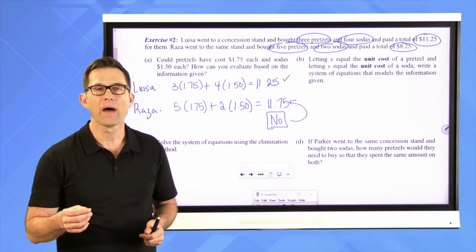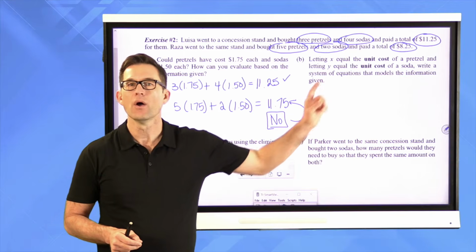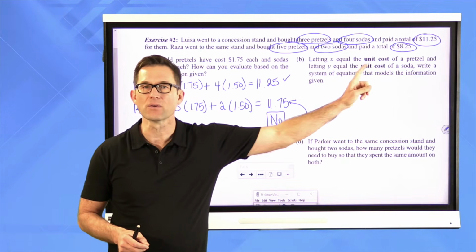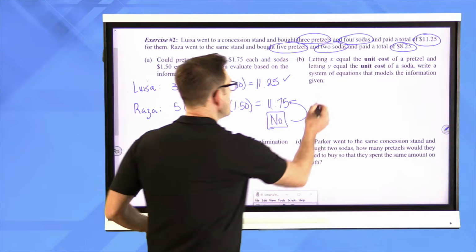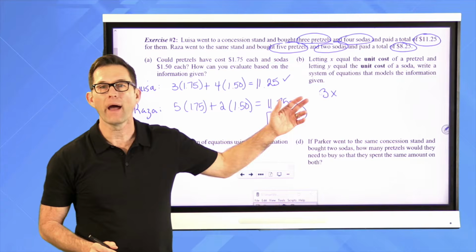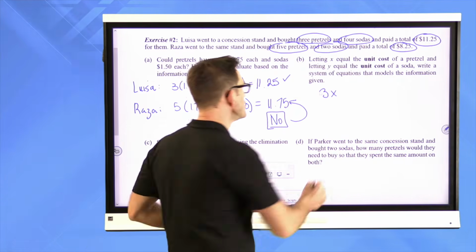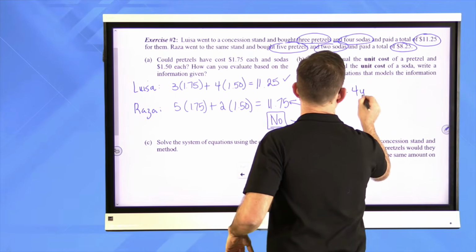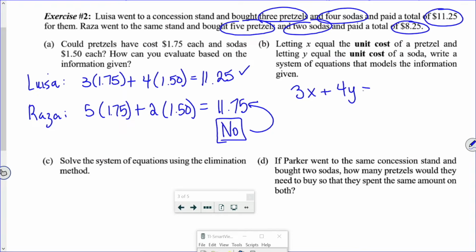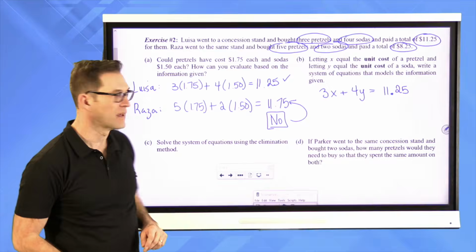Now, let's think about just Louisa. For Louisa, how much would she have spent on pretzels? Well, if x is the unit cost of a pretzel and she bought 3 pretzels, then she would have spent 3 times x on pretzels. And if y is the unit cost of 1 soda, and she bought 4 sodas, then she would have paid 4 times y for her sodas. And all of that would equal $11.25. It's just simply the way unit costs work. All right, get that there.